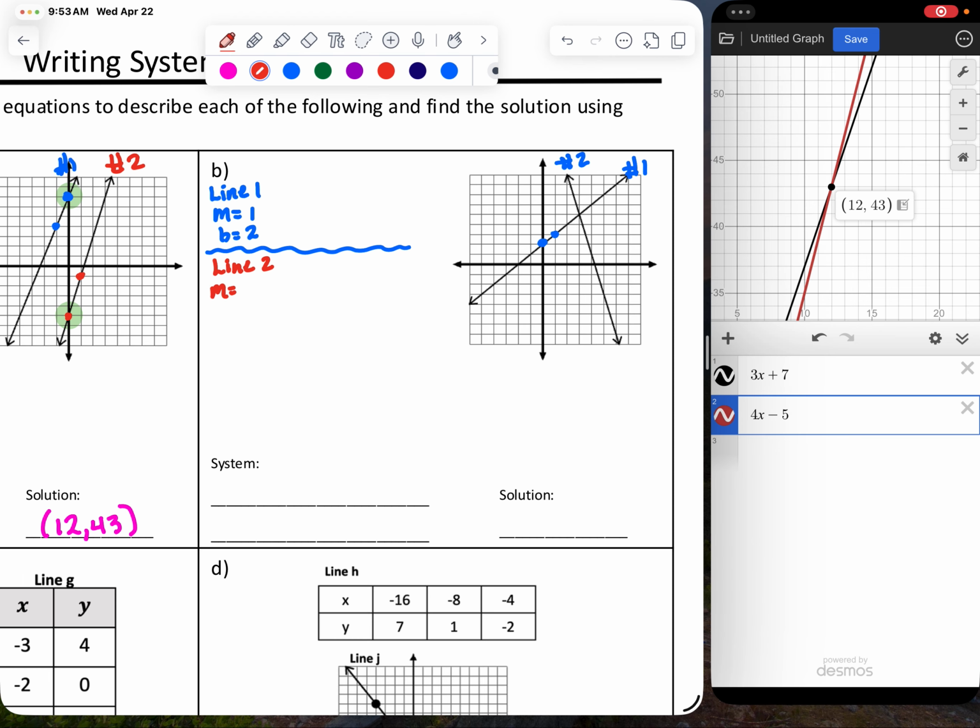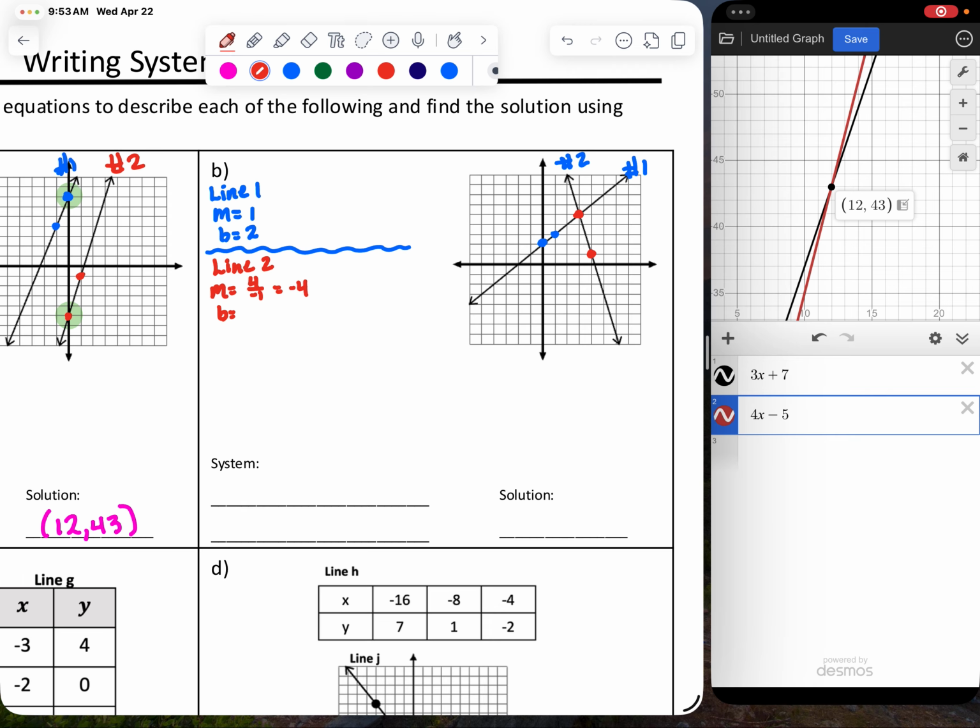We need our m and our b. All right, so I need two friendly points. Well, I know that one looks pretty friendly, and maybe this one. All right, so if I start with the bottom point, I'm going up 1, 2, 3, 4, and left 1. So 4 over -1 gives me a slope of -4.